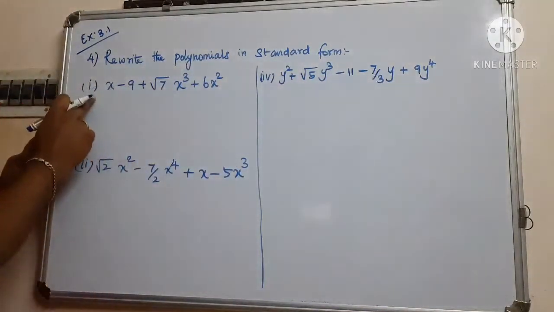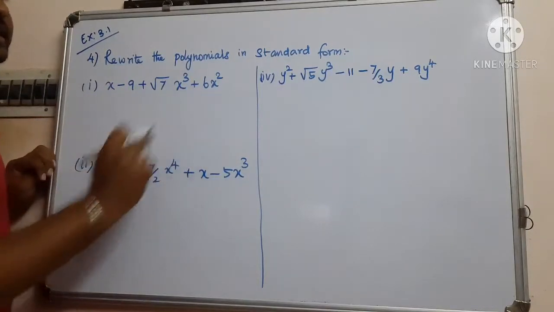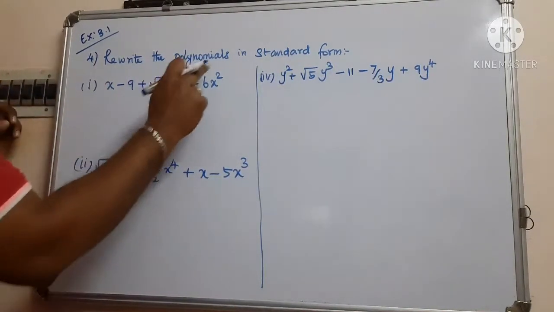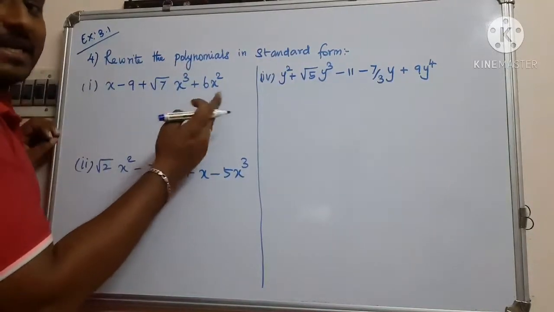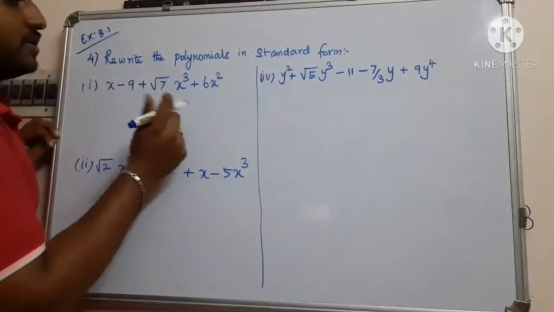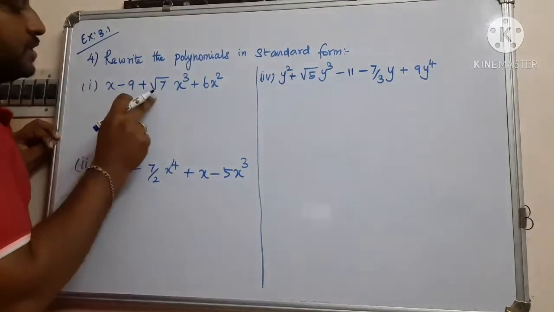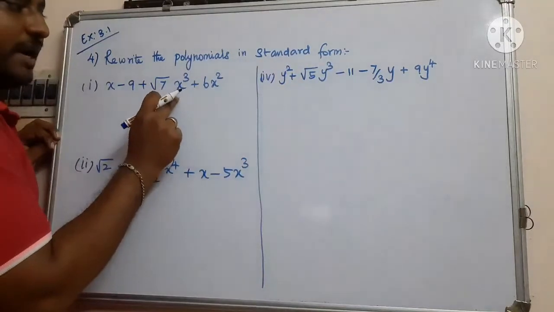Okay, so the first question is x minus 9 plus root 7 x cube plus 6 x squared. You have to write the degrees in descending order. Standard form means you write in descending order. So what is the highest power? That is what you write as the first term.